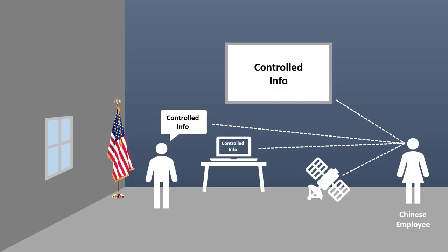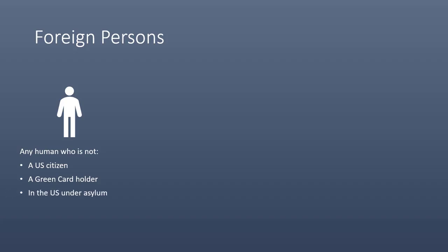But not so fast. I've actually tricked you a little bit. You see, the deemed export rule only applies if my Chinese employee fits within the definition of a foreign person. So let's talk about what that definition is. Fortunately, both the EAR and the ITAR define foreign person the same way. First, it's important to understand that the word person is used in laws to mean both human beings as well as corporations and other non-human entities. When we're talking about humans, a foreign person is any human that is not a US citizen, not a green card holder, and not in the US under asylum.